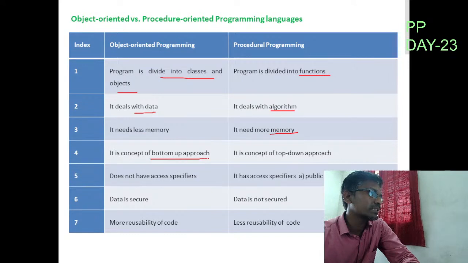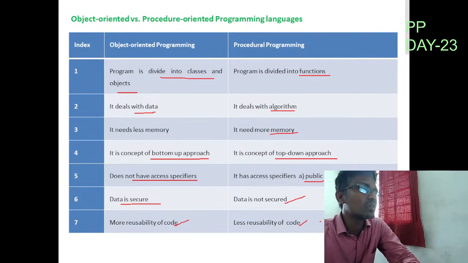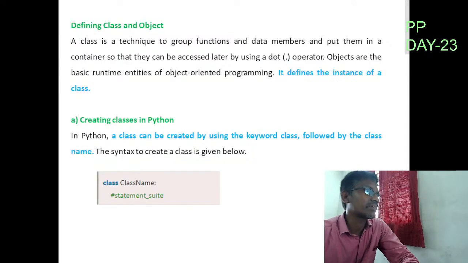So it is a bottom up approach and it is a top down approach, and it does not have access specifiers, and it has access specifiers like public, private and protected, and the data is secure in OOP, and the data is not secured in process oriented programming. So more reusability of the code and less reusability of the code. So this is about the difference between object oriented programming and procedural programming language.